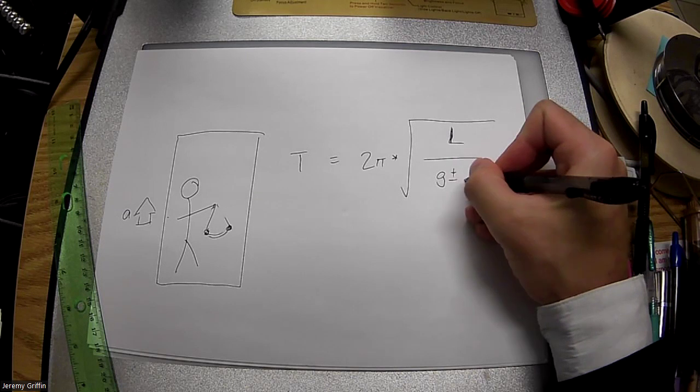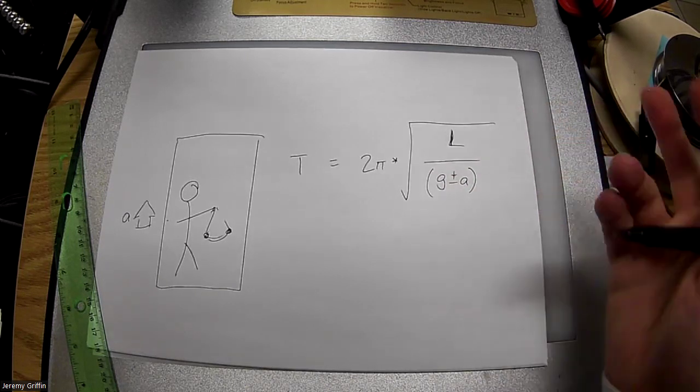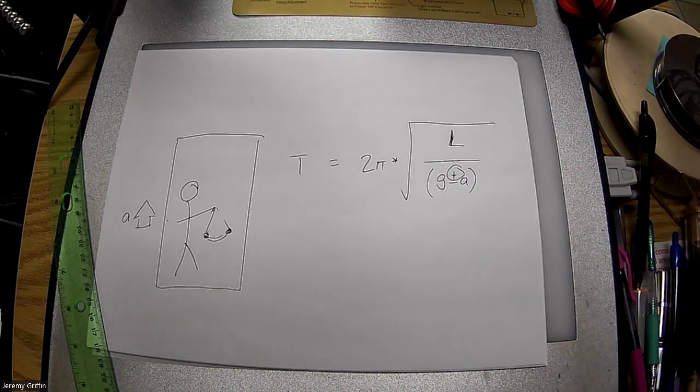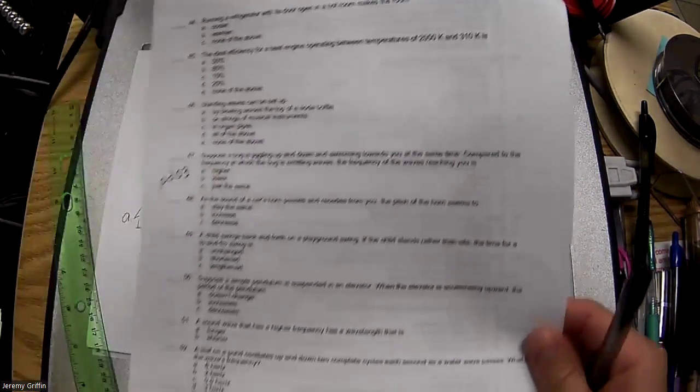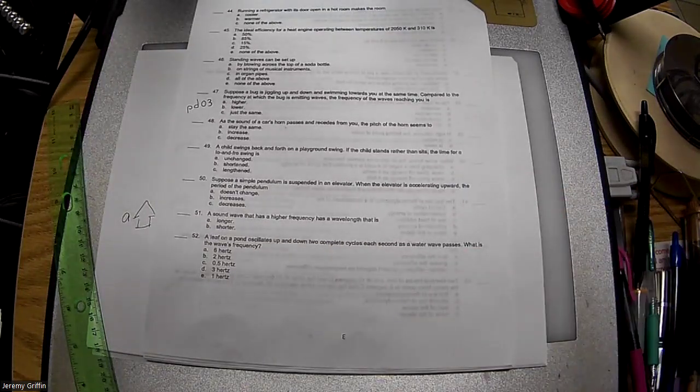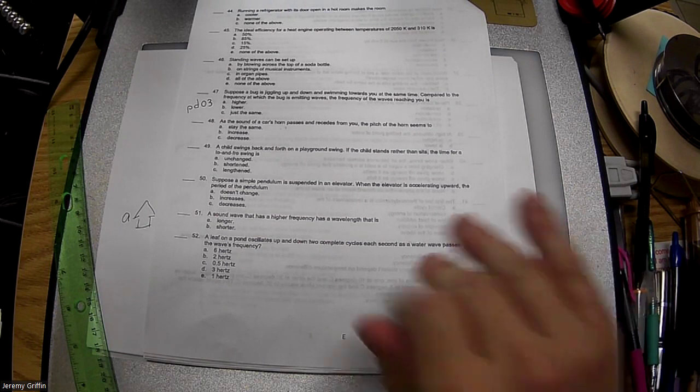So I can do g plus or minus a down here, right? Now, if you're accelerating upward, you take the plus, right? Okay, so you're pumping up that artificial gravity. So yeah, elevator accelerating upward, the time to swing back and forth would decrease, that is an inverse relationship.